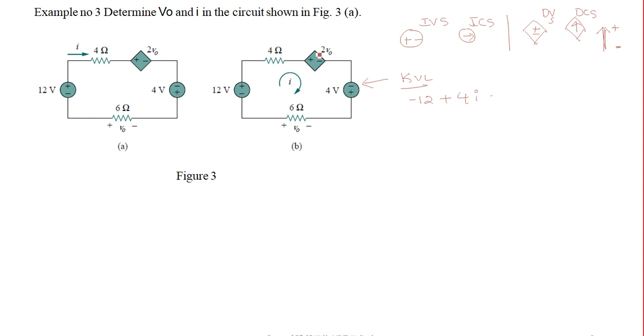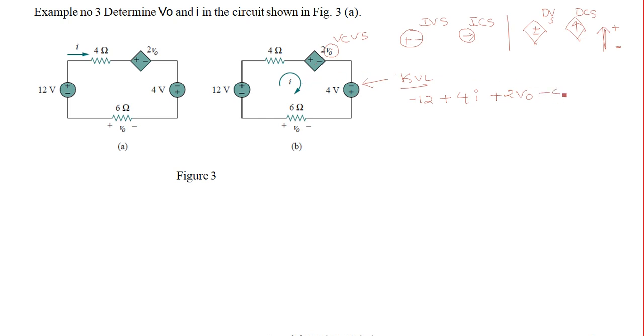Then what kind of source is this? It is a dependent voltage source. And what kind of dependent voltage source? There is some parameter called V0 which is controlling. It is a voltage controlled voltage source, and its voltage is already given. Its voltage is 2 times V0. So we can write plus 2 times V0, plus because the polarity is like this according to the convention.